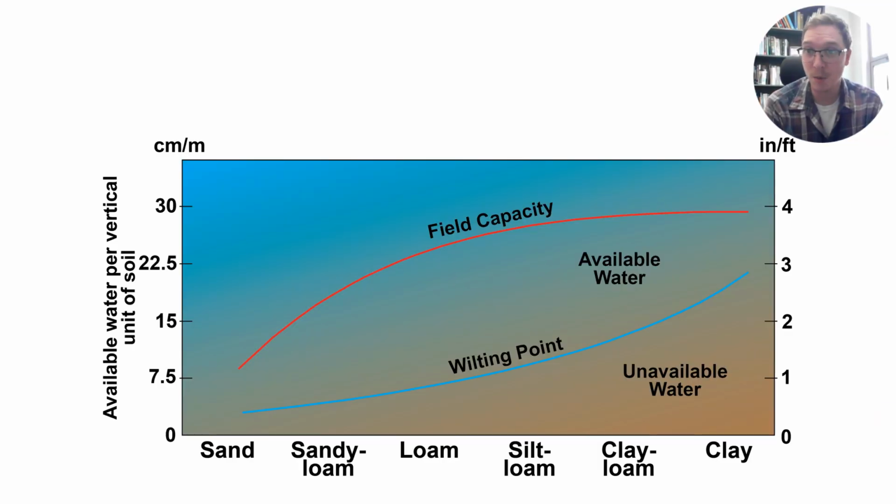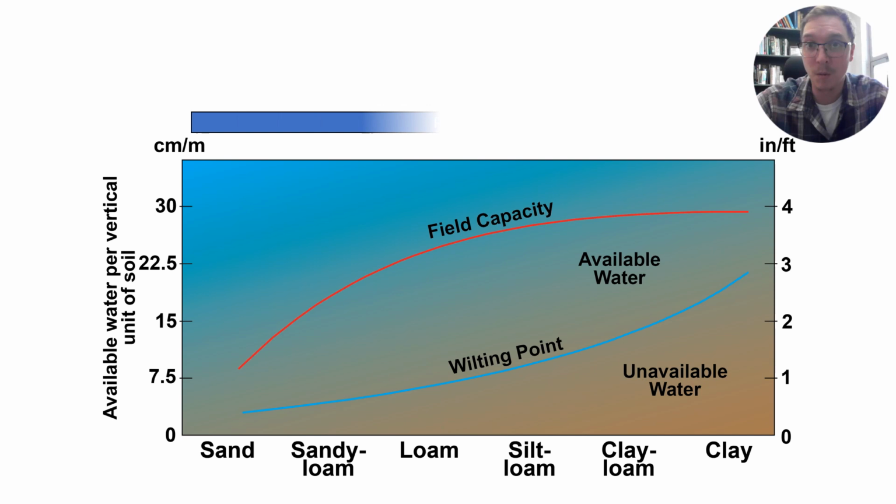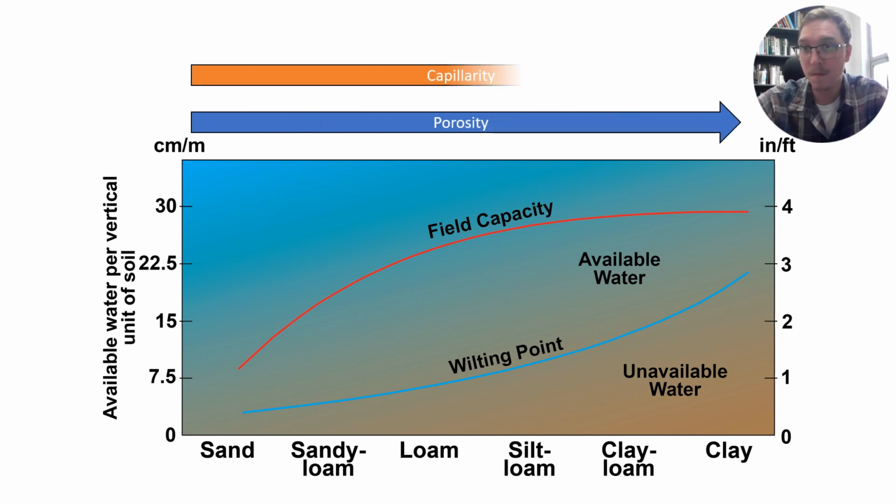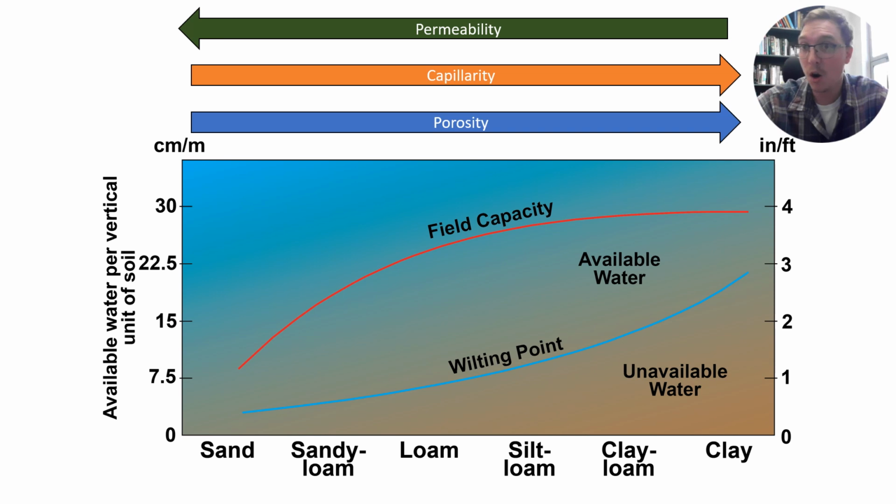All right, so let's continue our little diagram here. Remember, if you saw on that diagram, I said leave some space above it. So porosity, we can add this, a nice simple way to remember it, increases from sand to clay. Capillarity, or our capillary forces, also increase from sand to clay. Our permeability increases from clay to sand.